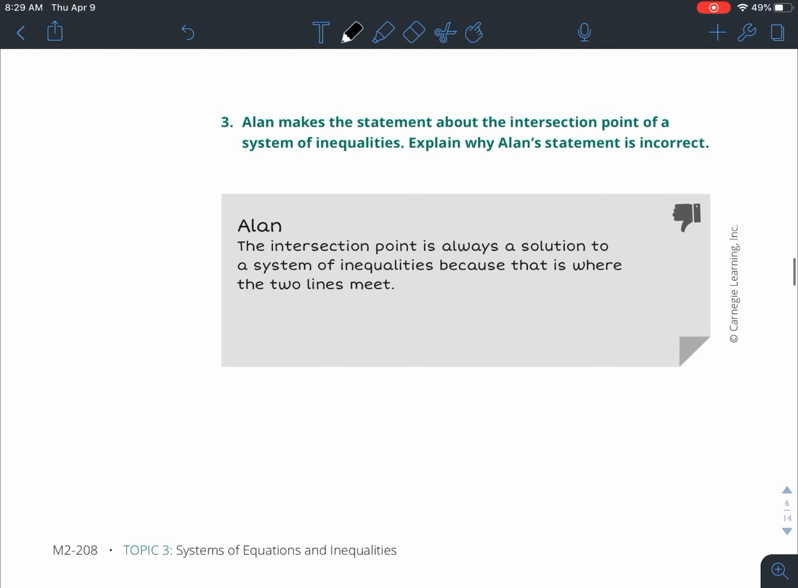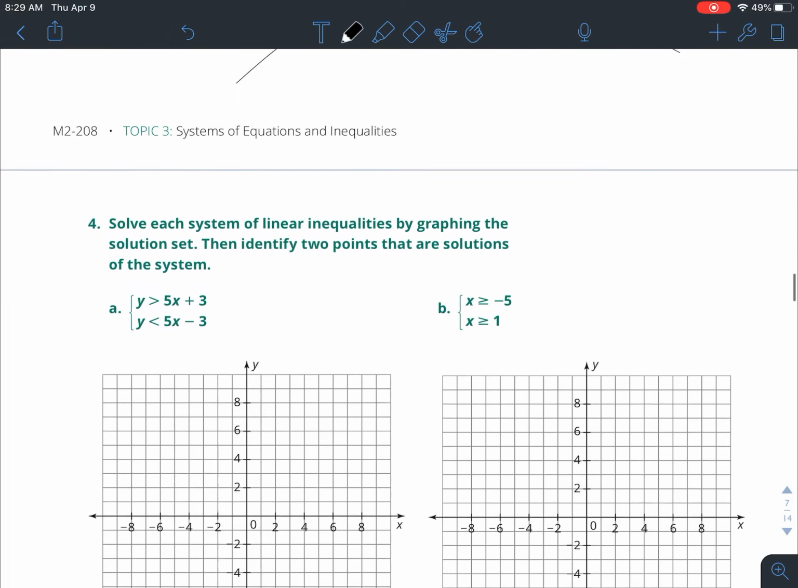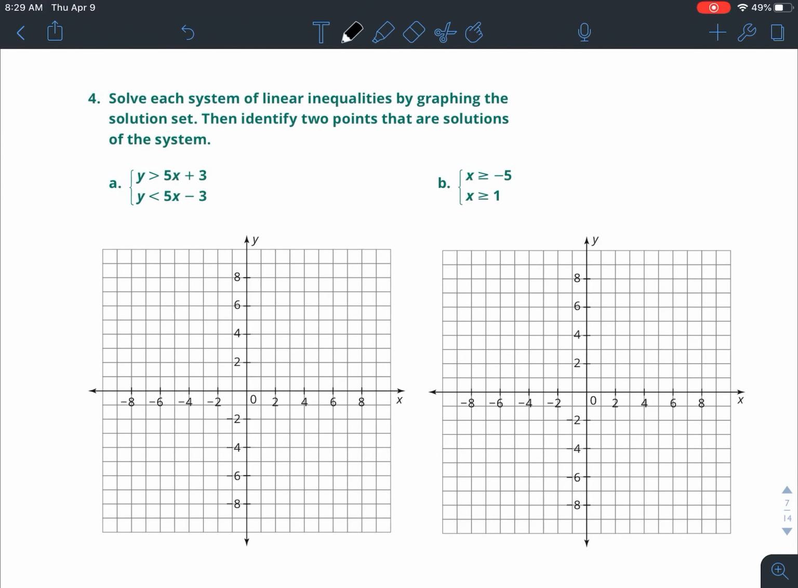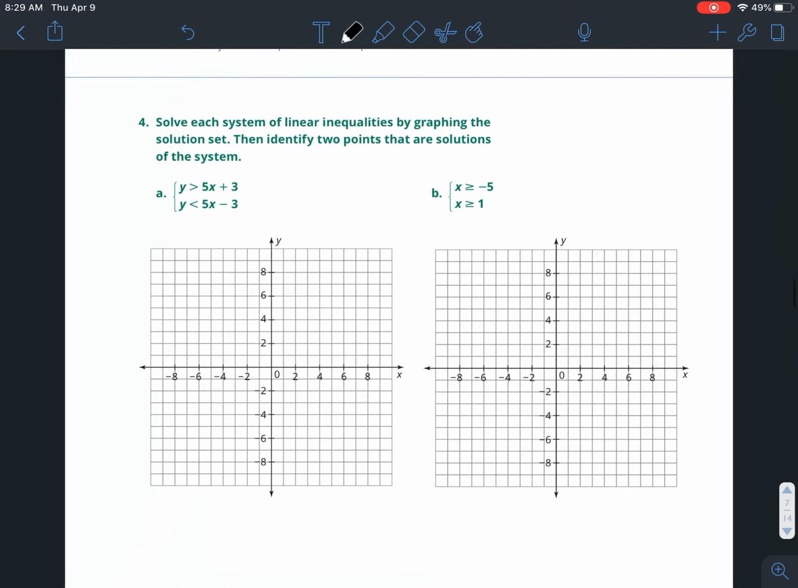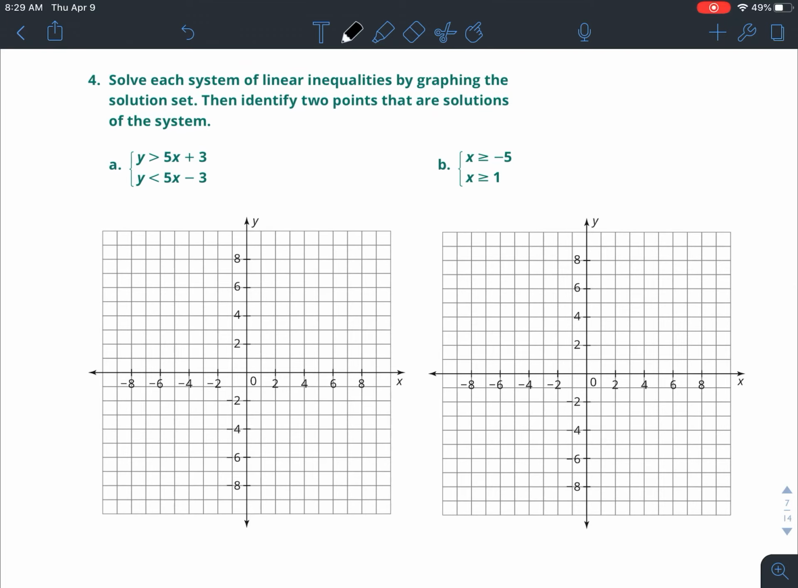It says number 3, Allen makes a statement about the intersection point of a system of inequalities. Explain why Allen's statement is incorrect. I'm going to skip Allen's statement. We're not going to do it because I'm not going to ask you guys something like that on a test. All right, now, how we're going to do this.